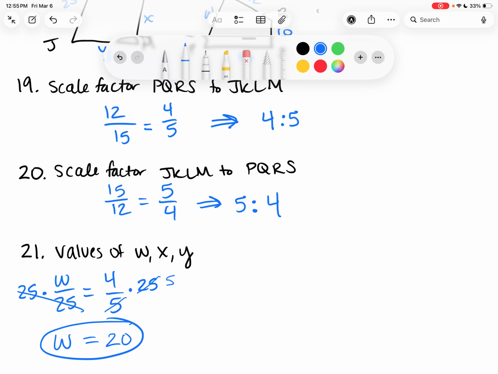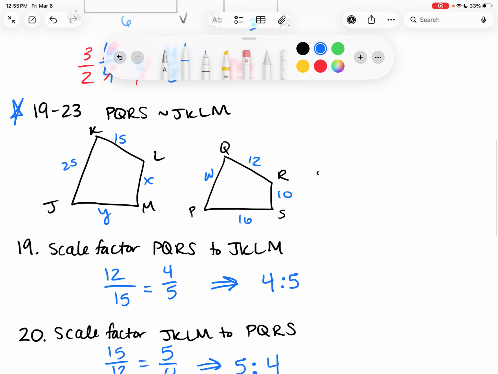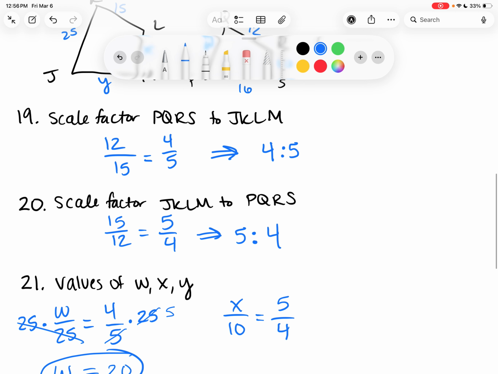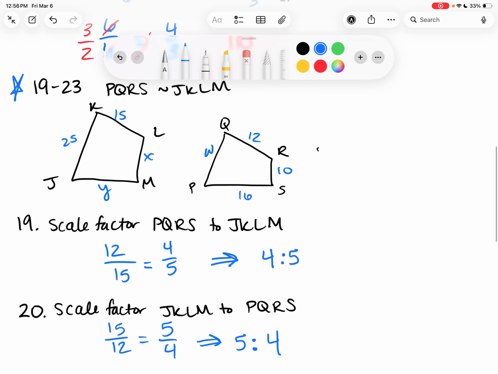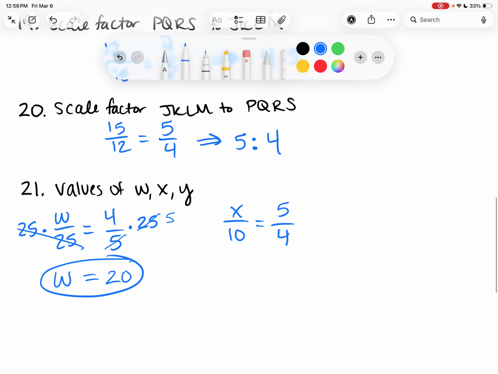And then to find X, how would I set up X? X over 10 is equal to 5/4. Yep. So we swapped them this time and used 5/4 because I'm starting over here with X on top. So that means that I have to start with the one where JKLM was first. So we're starting with 5/4. And so then multiply by 10.